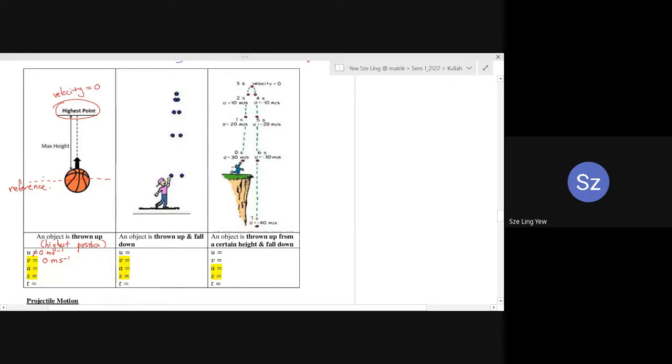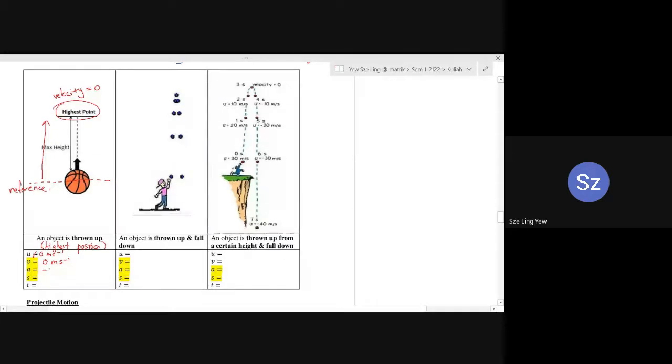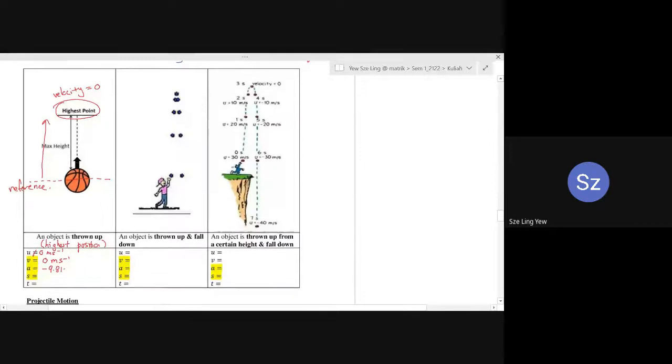So this one is from here going up to maximum height. And then a: now again, you throw something. The moment it leaves your hand, a is always equal to negative 9.81 m s^-2. Even though it's moving up, it's decreasing in velocity. It moved up with decreasing velocity, therefore it decelerates. So we still use negative 9.81 because it's slowing down. And that's why when it reaches highest point, velocity is equal to 0.